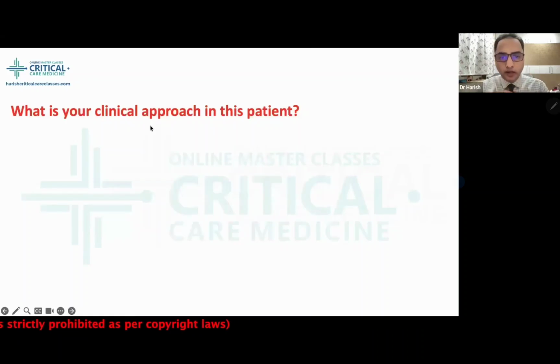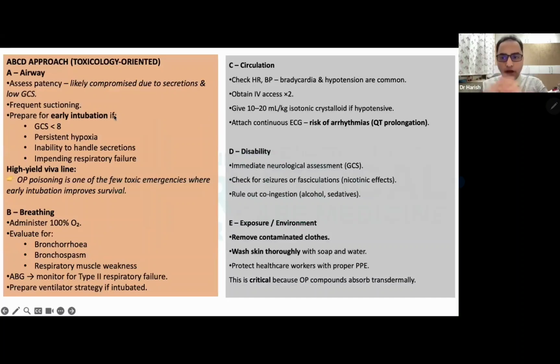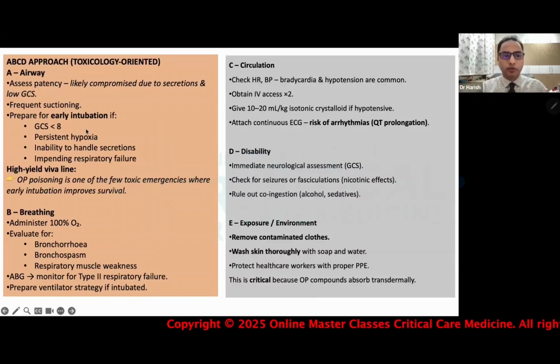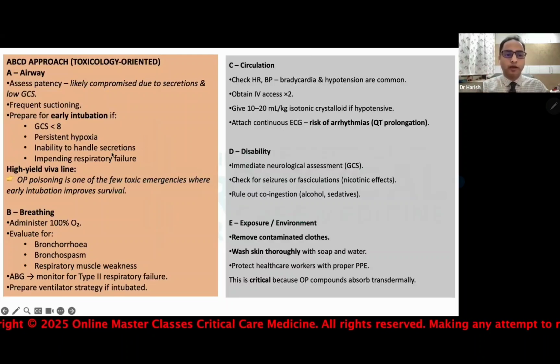So next, what is your clinical approach in this patient? We have a differential diagnosis and we have narrowed down to the diagnosis, that is OP poisoning, the cholinergic crisis. How are you going to approach this patient? Again, give the answer in a structured way, very, very important. So airway: assess the patency, likely compromised due to secretions and low GCS. Frequent suctioning, and prepare for early intubation when the GCS is less than 8, with persistent hypoxia, or inability to handle the secretions, so impending respiratory failure.